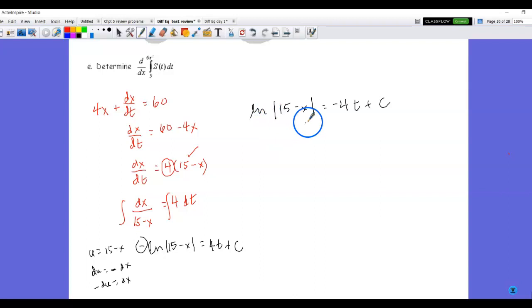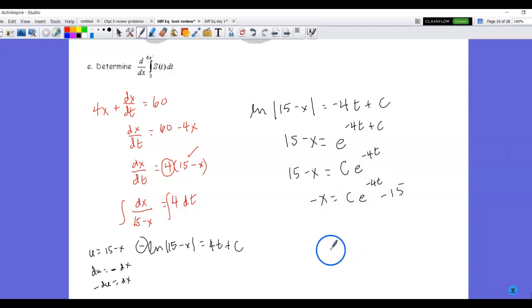I'm going to, as students might say, e both sides. I'm going to raise both sides to the power of e. So I get 15 minus x is equal to e to the negative 4t plus c. You know that we can use exponent properties to rewrite that as c e to the negative 4t. That'll give me negative x is equal to c e to the negative 4t minus 15.